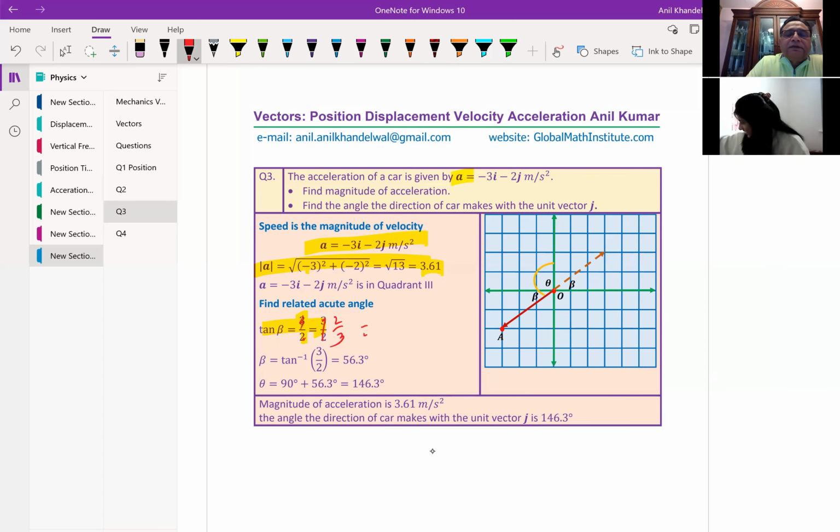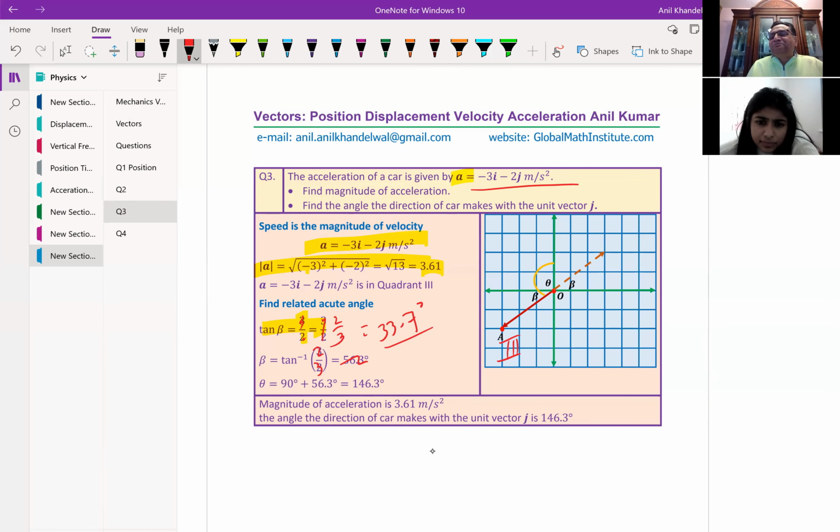So what is the angle you get? Tan inverse of 2 over 3. Sorry, I don't have my calculator. No problem, I'll do it. 33.69, so we get 33.7 as our angle. Now see, when you sketch the diagram, the vector is minus 3i minus 2j. You are in quadrant 3, correct?